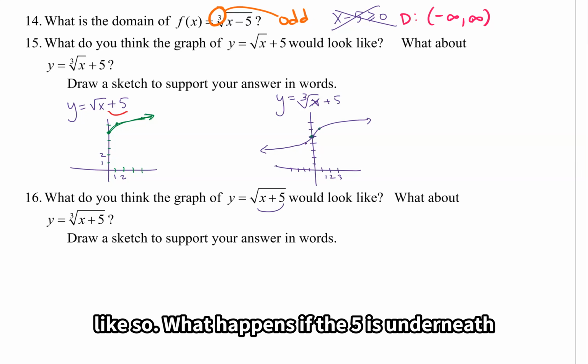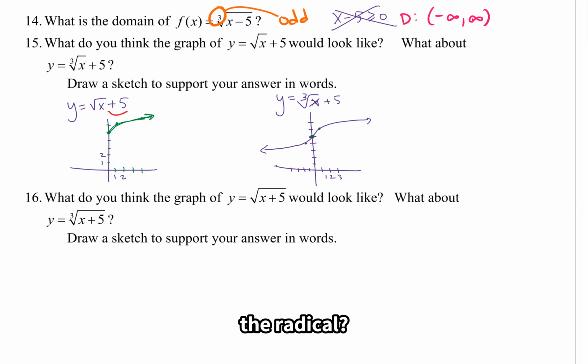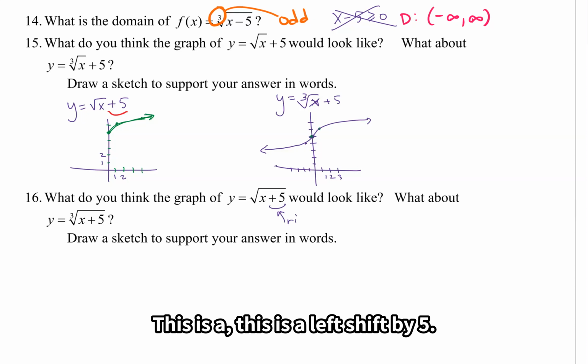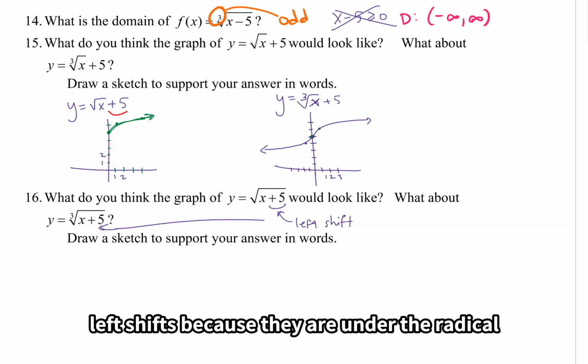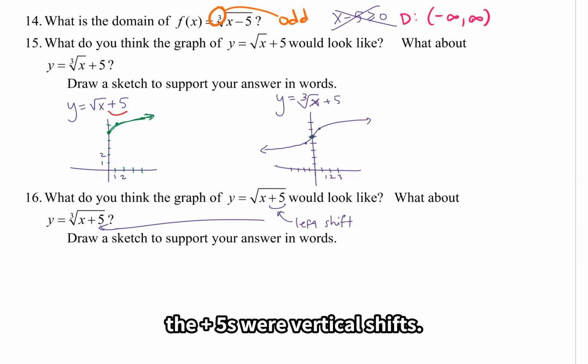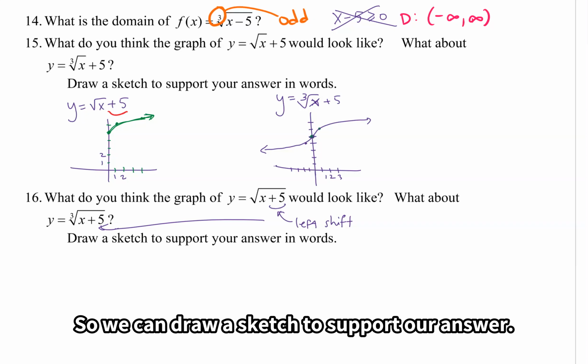What happens if the 5 is underneath the radical? This is a left shift by 5, and so is that one. Both of them are left shifts because they are under the radical. Just like in number 15, the plus 5s were vertical shifts. The 5 was outside. So we can draw a sketch to support our answer.